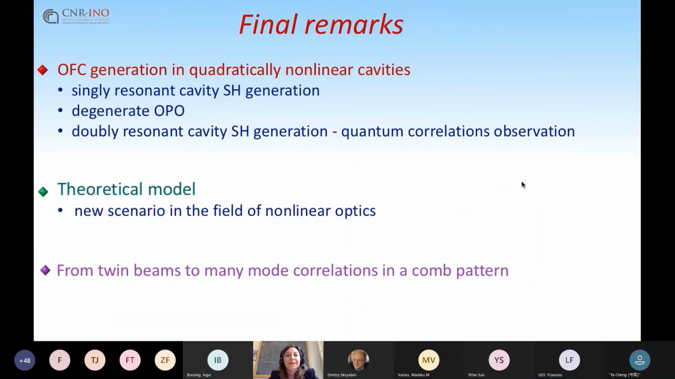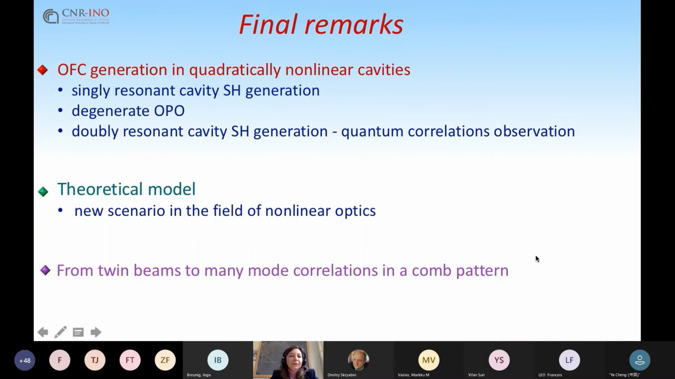So I come to the final remarks. I have shown in this presentation our results about optical frequency generation in quadratically nonlinear cavities, and so in different Chi2 systems such as singly resonant cavity second harmonic generation or a degenerate optical parametric oscillation. In particular, I showed our latest results about frequency comb generation in doubly resonant second harmonic generation systems, in which we were able to observe also quantum correlation in a particular emission feature.